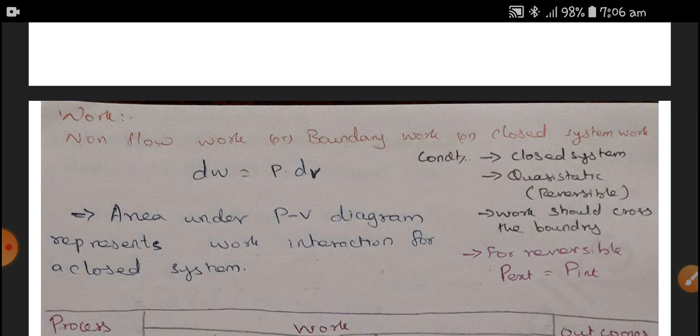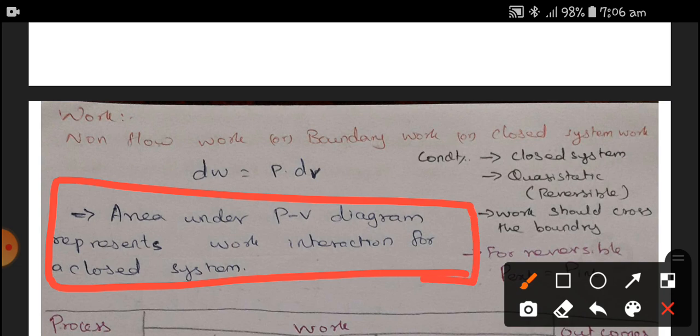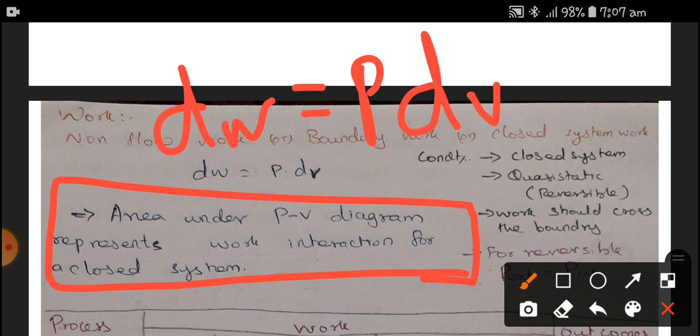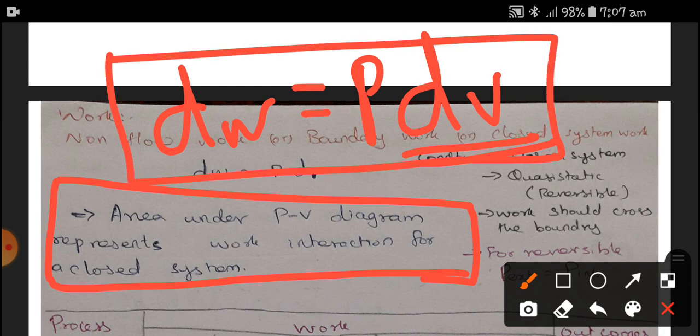For a reversible process, external pressure is equal to internal pressure. We know that the external pressure is equal to the internal pressure, and work is the area under the PV diagram, which represents work interaction for a closed system. That is, the differential work dW is equal to pressure times the differential volume dV, where dV means change in volume. So this is the formula for finding work done in the closed system.